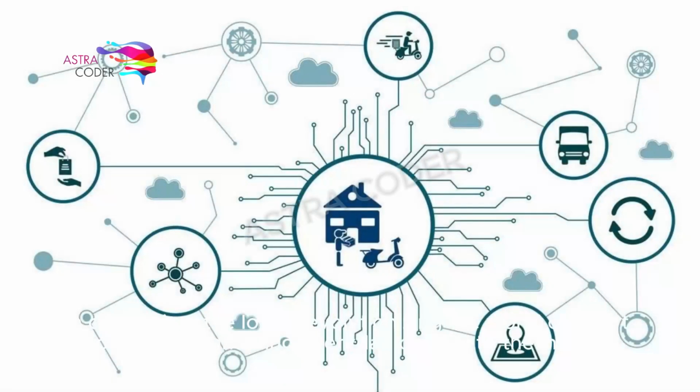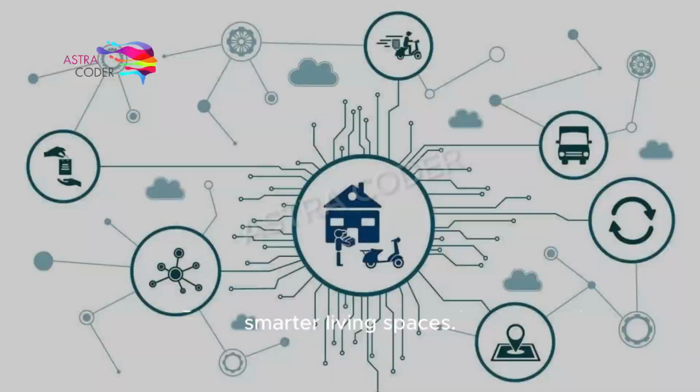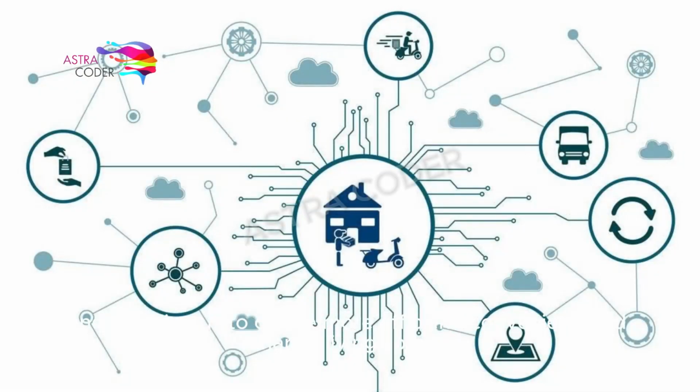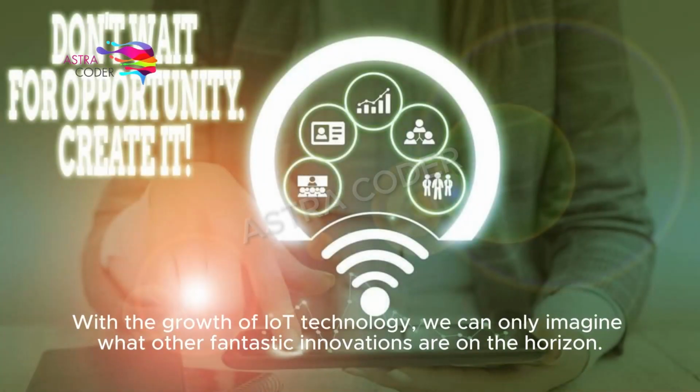In conclusion, the IoT is revolutionizing the world of smart homes by connecting everyday objects to the internet and enabling us to create more efficient, convenient, and smarter living spaces. With the growth of IoT technology, we can only imagine what other fantastic innovations are on the horizon.